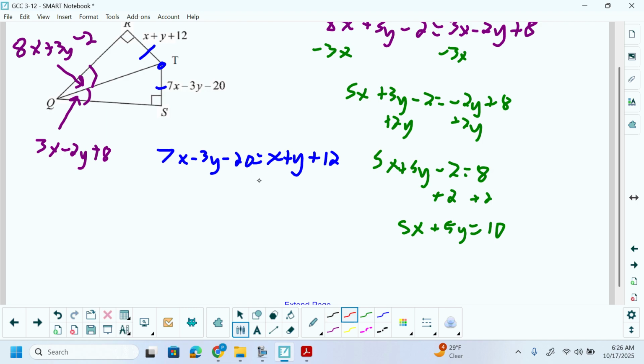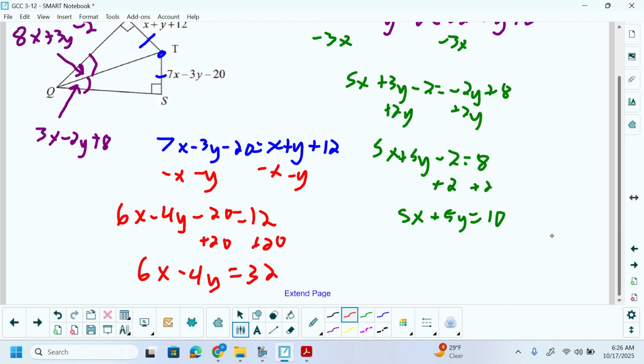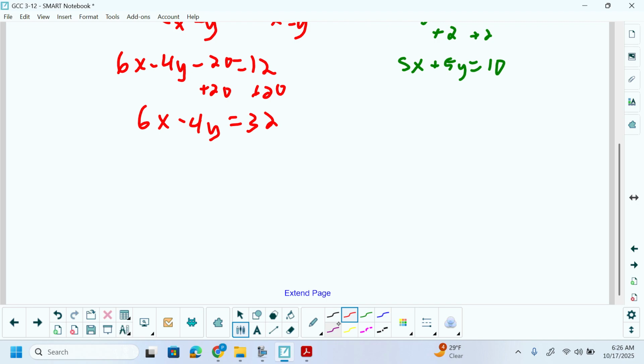Over in the other one, I'm going to subtract my x over and also subtract my y over to give us 6x minus 4y minus 20 equals 12. Add the 20 over, we get 6x minus 4y equals 32. And now we got both equations in elimination form, so we'll just write them above each other.